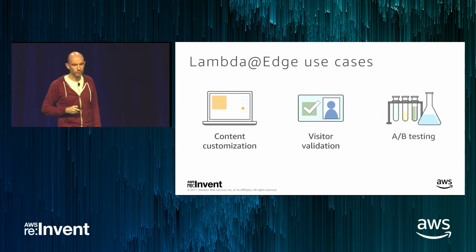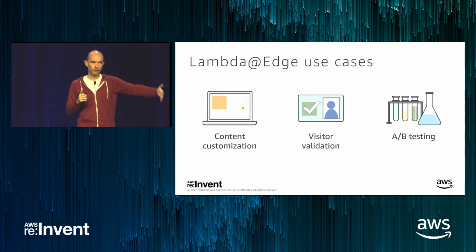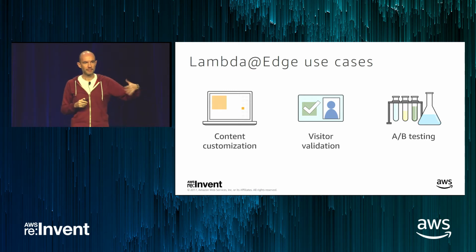And the third thing you can do is use it for A/B testing. You can use the CloudFront edge layer with your Lambda functions to differentiate between A and B groups in your A/B testing and do this really, really fast, in a way so that A/B testing doesn't affect the speed of your application.